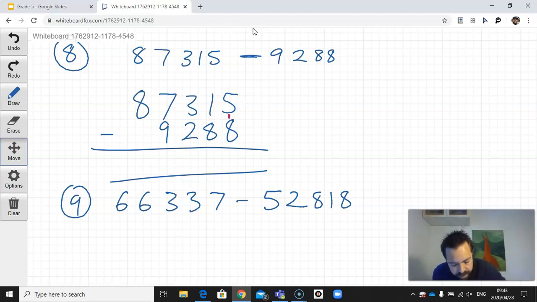Right, 5 minus 8 we can't do, so we have to borrow. Cross them out, it becomes a 0. 15 minus 8 we can do. I think it was one of our mental arithmetic problems today.